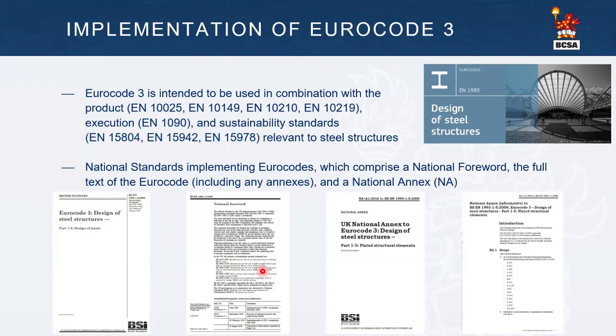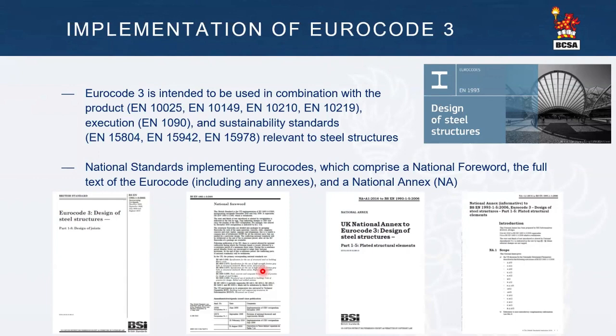This slide explains how the Eurocode 3 is implemented. So it is a part of a family of standards for the steel construction sector. And the Eurocode is the design standard, but it should be used in combination with other standards that have set out specific requirements for production, for products and execution, so fabrication and erection, as well as sustainability.